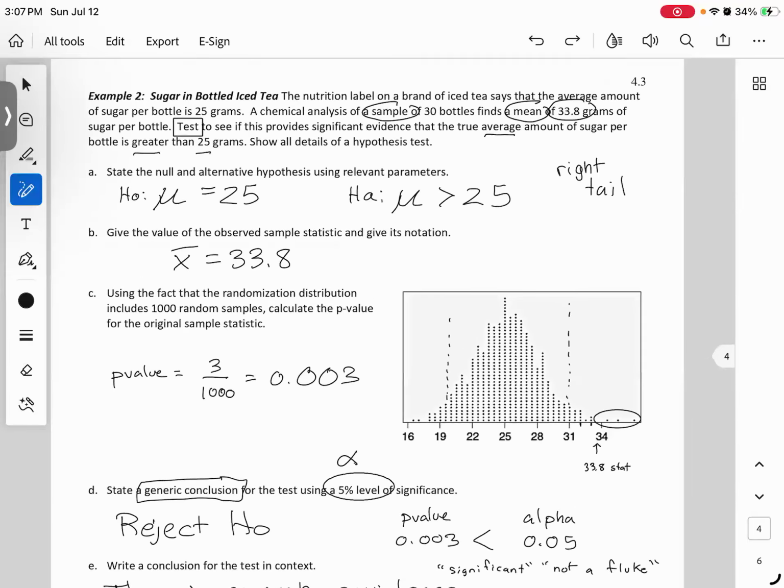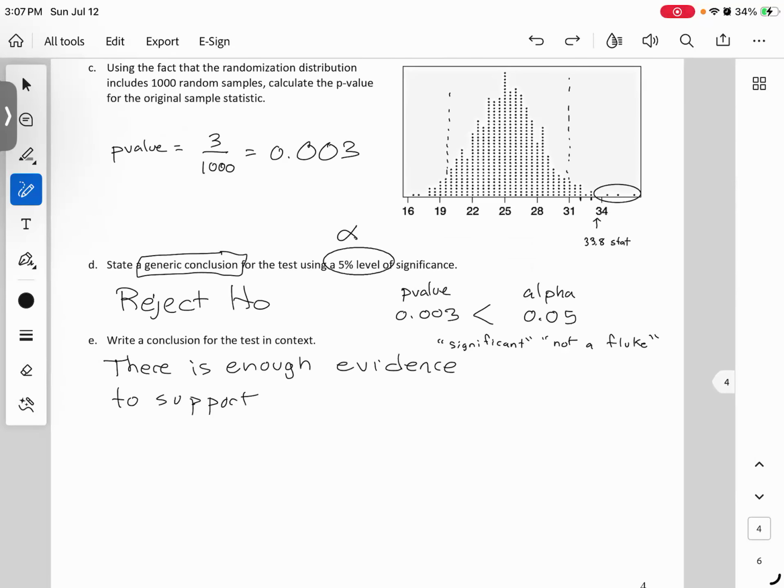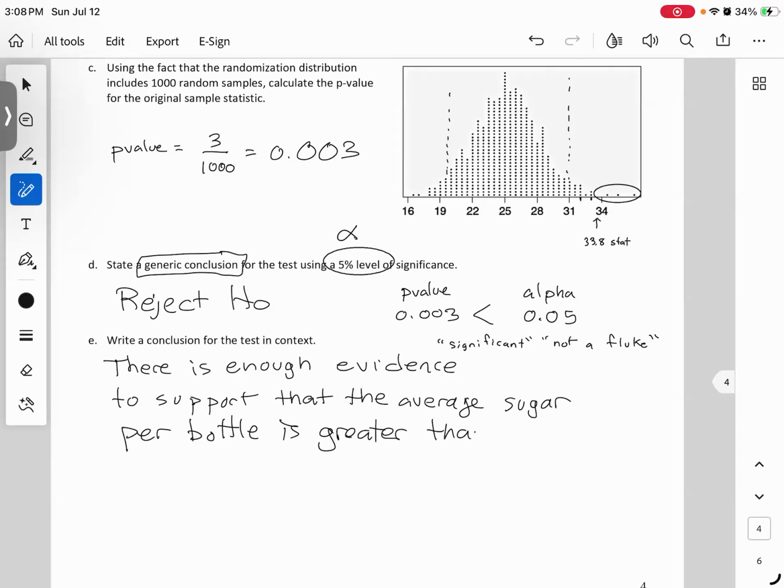And you're welcome to reuse their words. You can see it up there. They have, like, the average amount of sugar per bottle is greater than 25. The evidence supports that idea. There's enough evidence to support that the average sugar per bottle is greater than 25 grams.